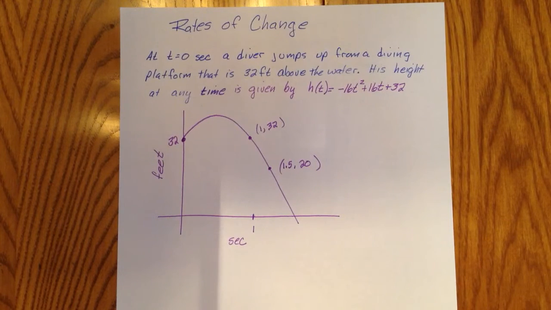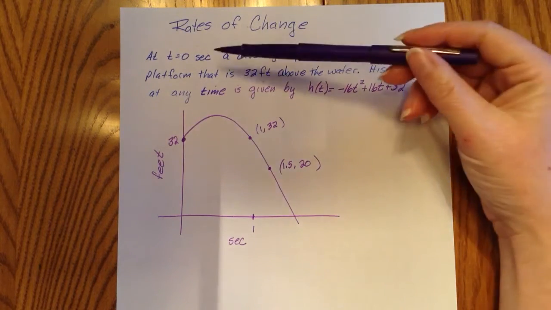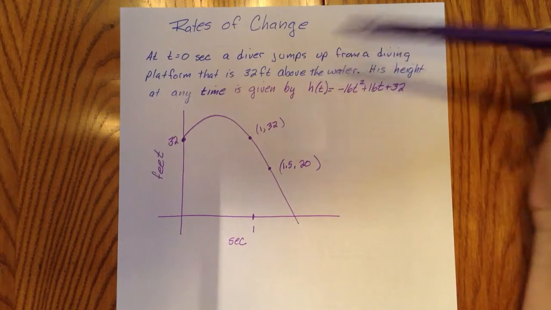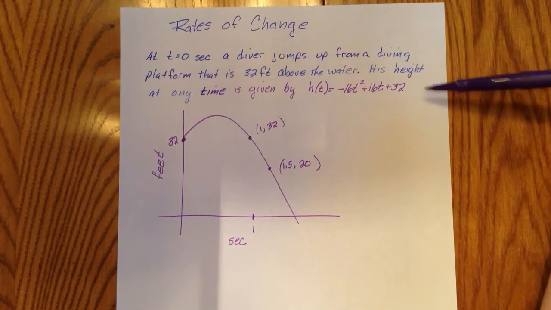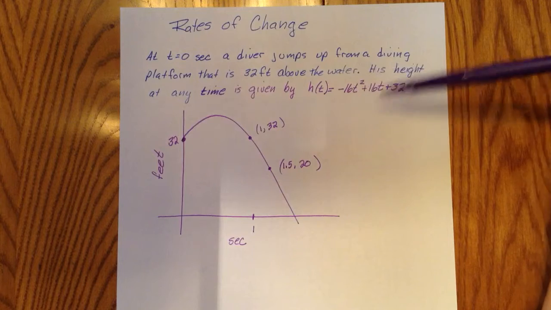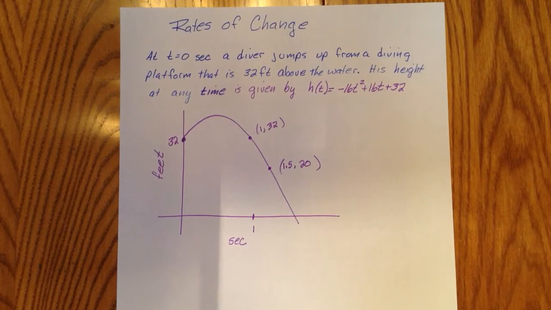Here's a little story. At time 0 seconds, a diver jumps up from a diving platform that is 32 feet above the water. His height is given by this upside down parabola, projectile motion measured with gravity in feet per second squared.